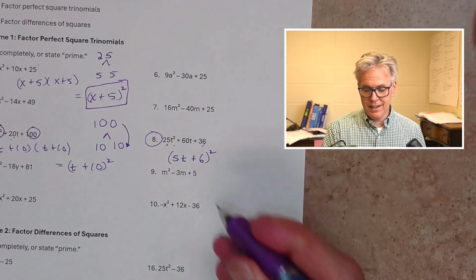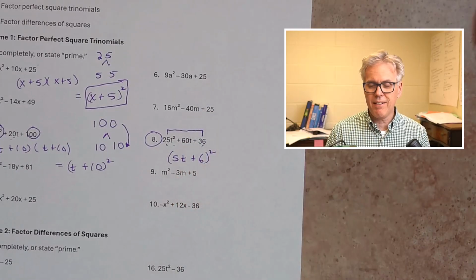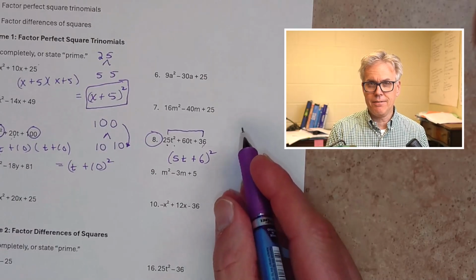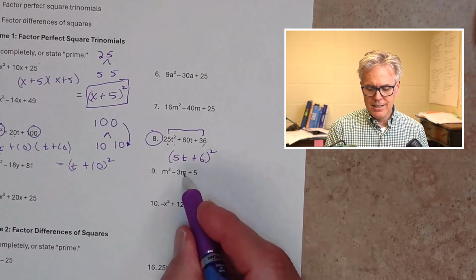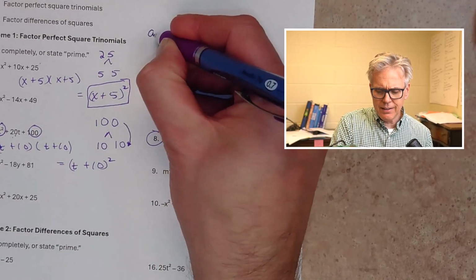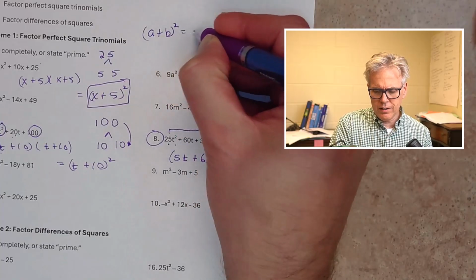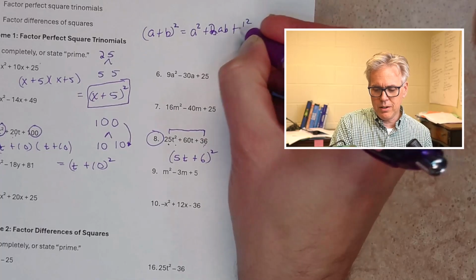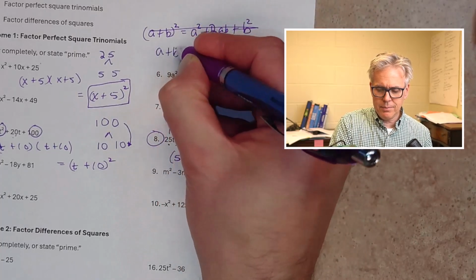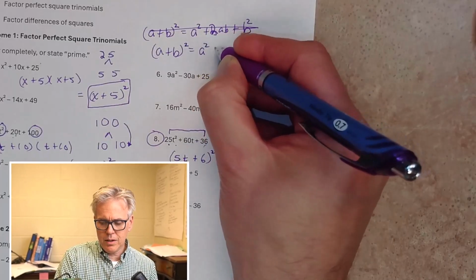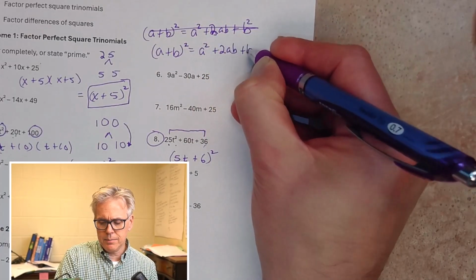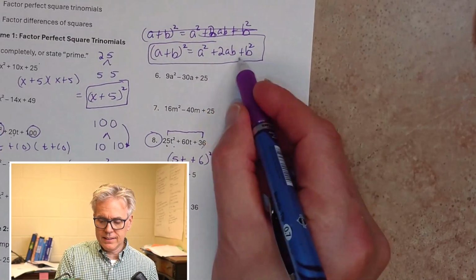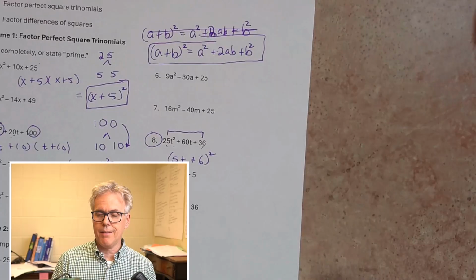There's one thing I would not want to do, I'll be honest. I would not want to do the AC method on this. 25 times 36? I don't want to do that. Because then I've got to find factors of that to sum to 60. That's kind of a pain. So this is where that pattern of a plus b squared, a squared plus 2ab plus b squared, comes in. Let me rewrite that. a plus b squared equals a squared plus 2ab plus b squared. Okay, so we saw this. That's what that is right there. And so we know it's going to be that.